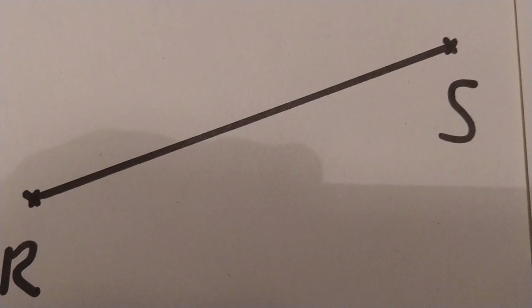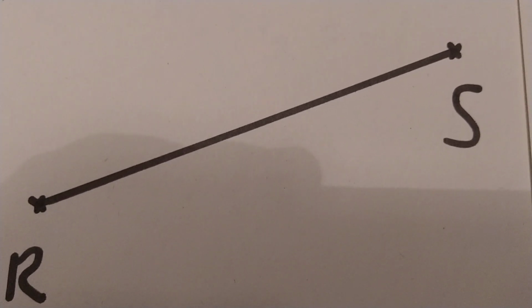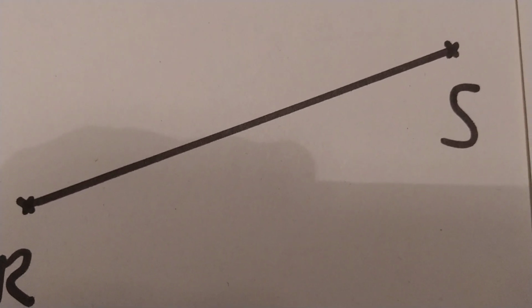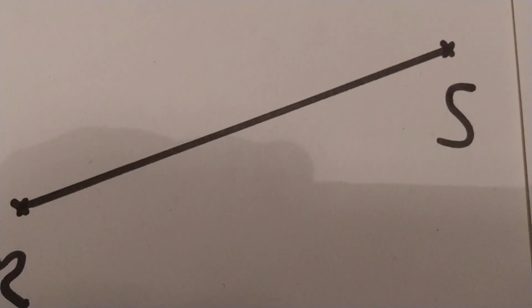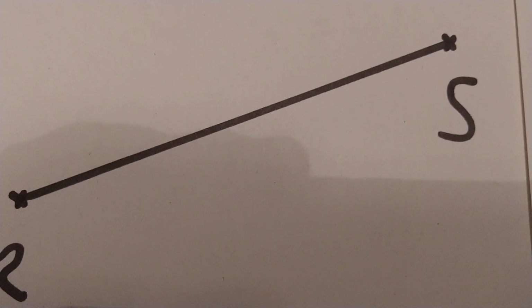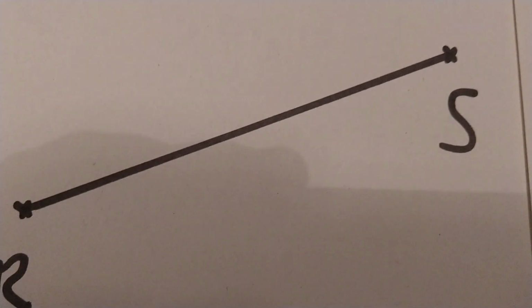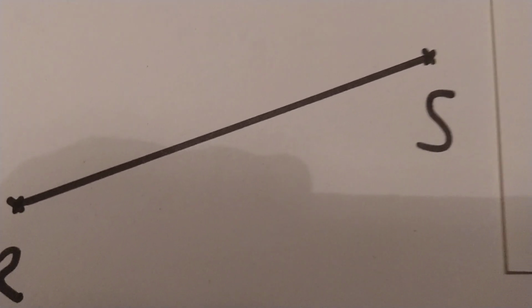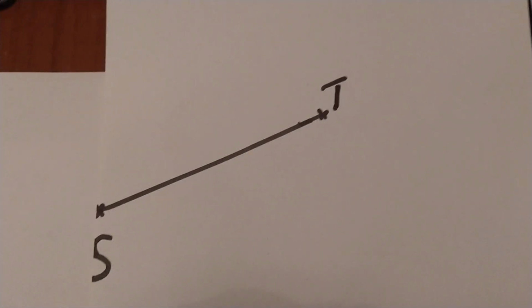If I wanted to know the angle that this line makes with the horizontal, I could say, well, that's tan theta equals the gradient. If I can get the gradient, I could work that out. But that's really as much as I can say at the moment. But here's another line, this line ST.